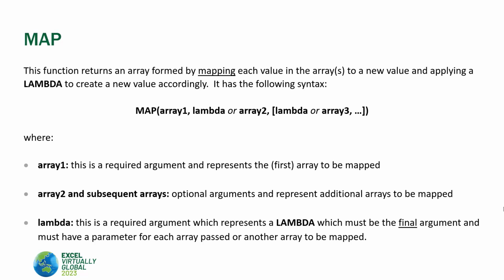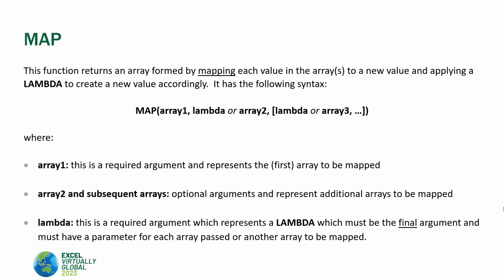It's map, and then we've got in here array1, comma, and then lambda, or array 2 and then lambda, or array 3 if we haven't had a lambda in the first one, and so on and so on. So array 1 is a required argument and represents the first array to be mapped. The array 2 and subsequent arrays are optional arguments and represent additional arrays to be mapped.